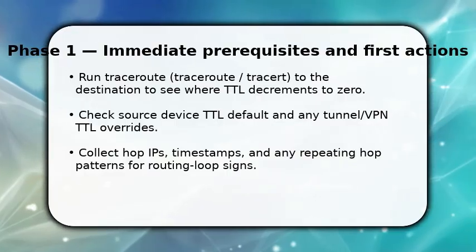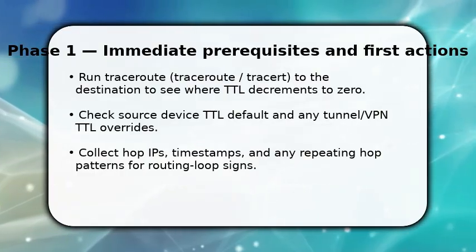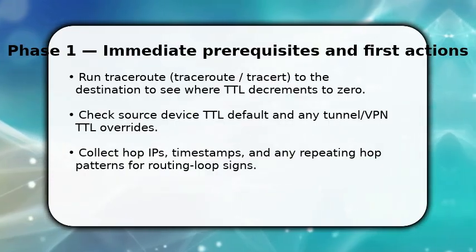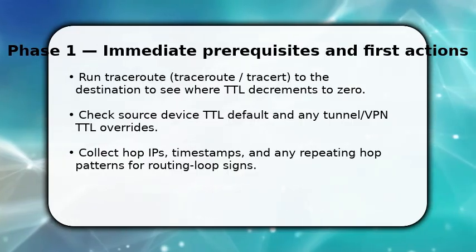You start by finding where packets die. Run traceroute now and note the exact hop where TTL expired. That tells you the problematic hop. Once done, confirm the source TTL value and whether any VPN or tunnel is forcing a low TTL.